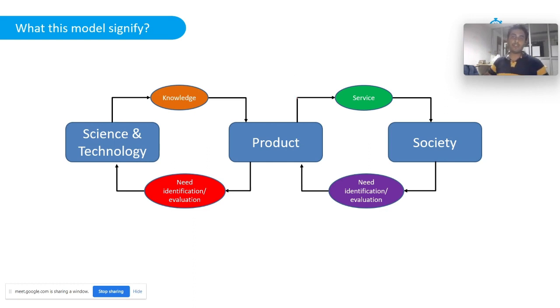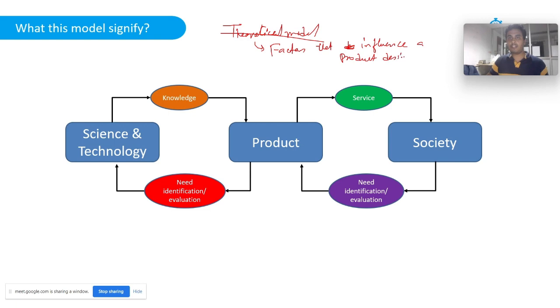So basically, this is a theoretical model. What does it represent? It represents the various factors that influence a product design scenario. So what it defines is the various factors that influence a product design, and how.